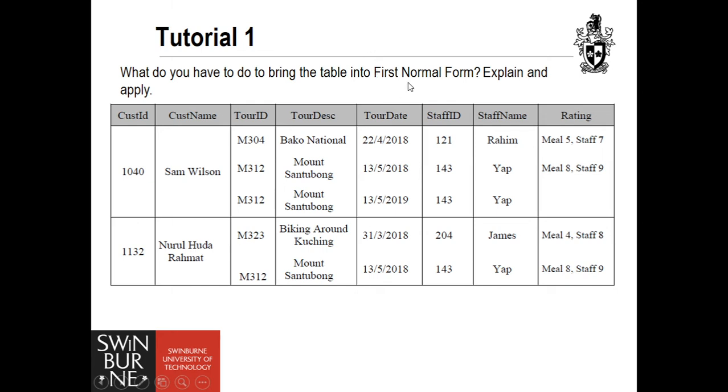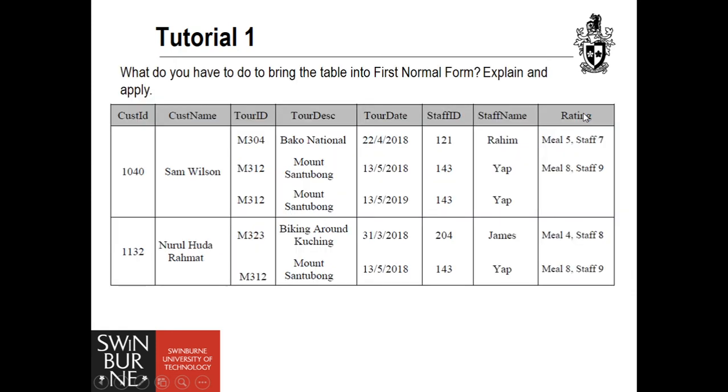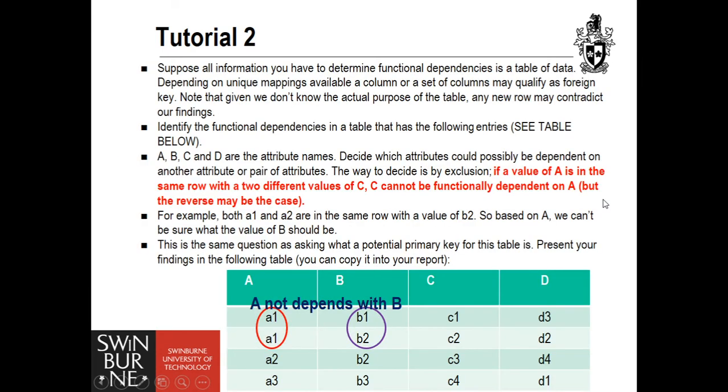So what we do, to make it first normal form, is we just separate it like this one, and then meal rating and staff rating. Simple, meal and staff rating. So now it's done. Okay, now we talk about the tutorial tool.